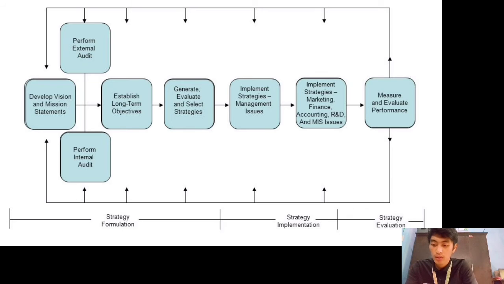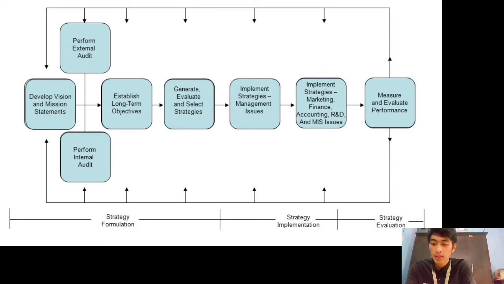As we can see, the comprehensive model of strategic management process has many different activities, and these activities are grouped in 3 stages. The first stage is the strategy formulation, the second stage is the strategy implementation, and the third and final stage is the strategy evaluation. Let's talk about the first stage, the strategy formulation. Strategy formulation is the process of selecting the most appropriate course of action for achieving organizational goals and objectives, and so achieving the organizational vision.